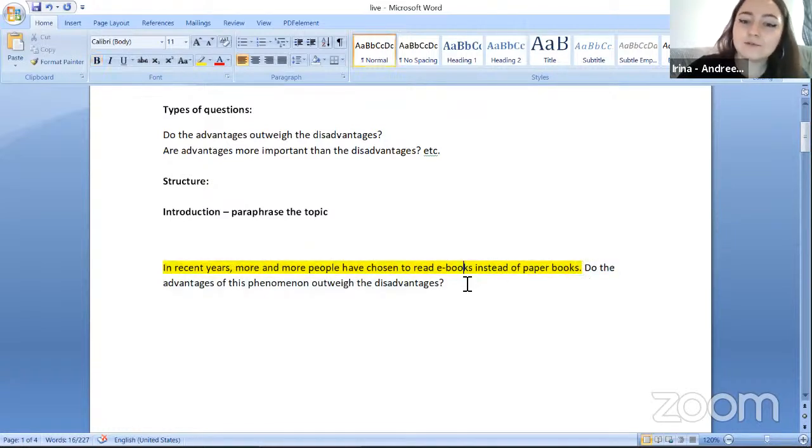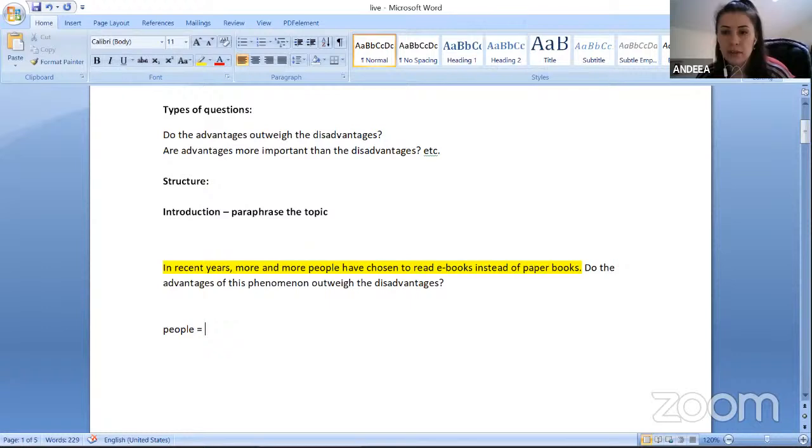To do this, we need to find synonyms for as many words as possible from here. So let's see what we can replace. For people, first of all, how can we replace people? Who has some synonyms for this word? Individuals. Okay. What else?